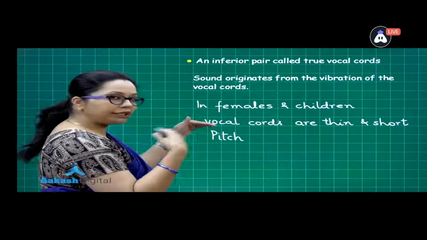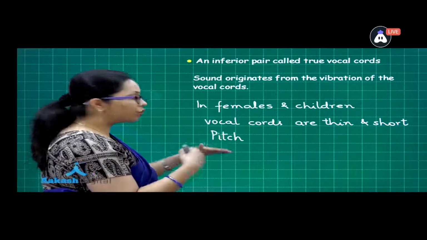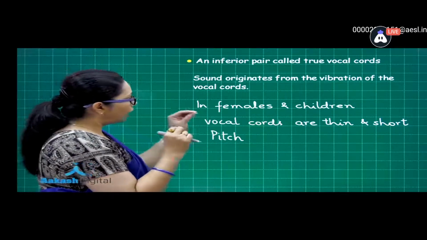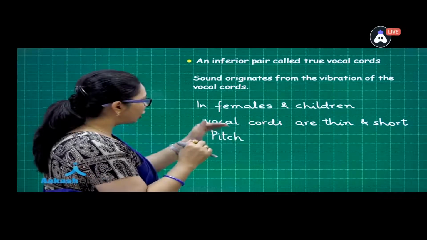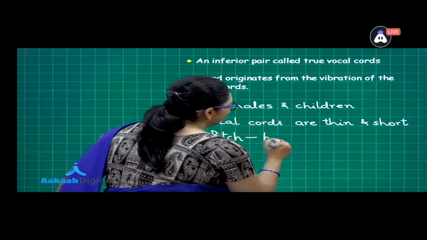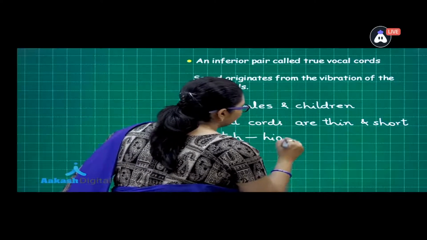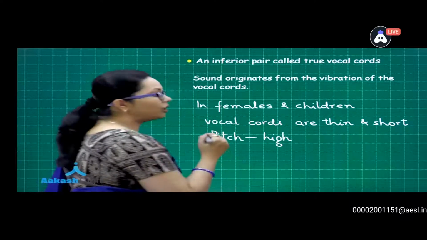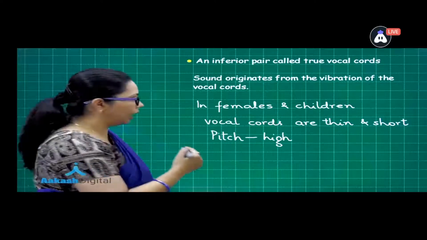So how many times it is vibrating, that would be the pitch, and such cords which are thin and short, the pitch is high. So that means there will be high frequency sound produced in case of females and children, or in other words we can say the sound is shrill.